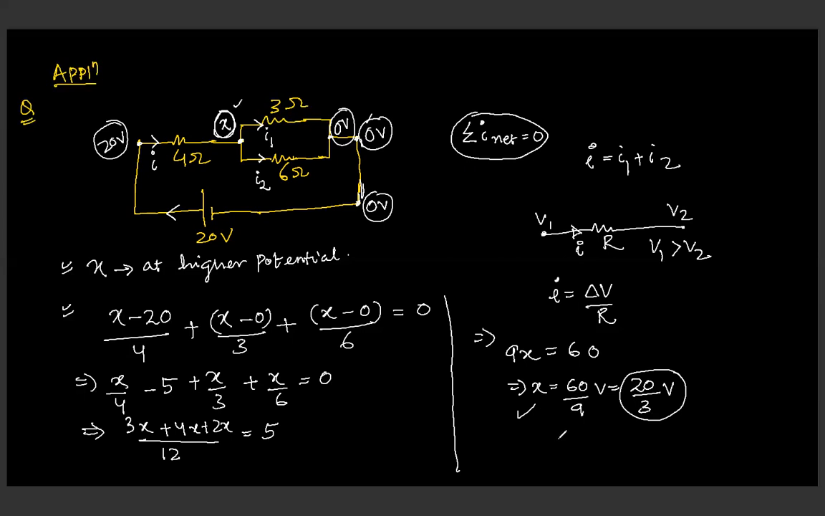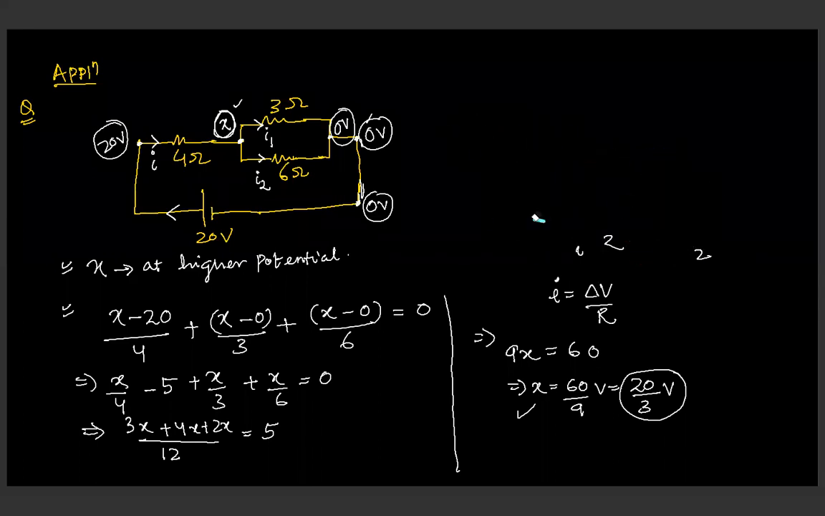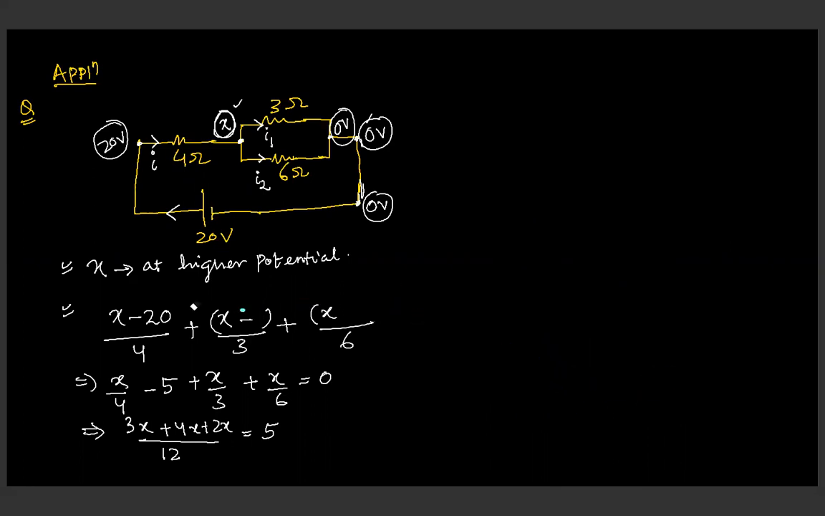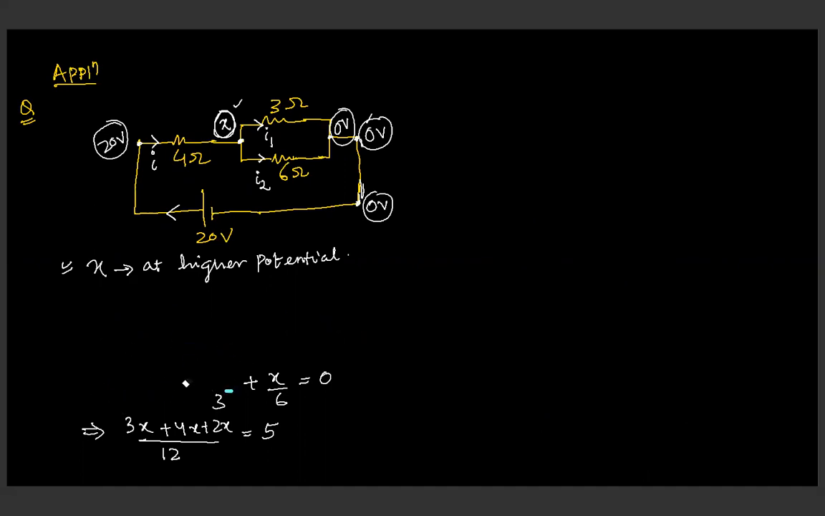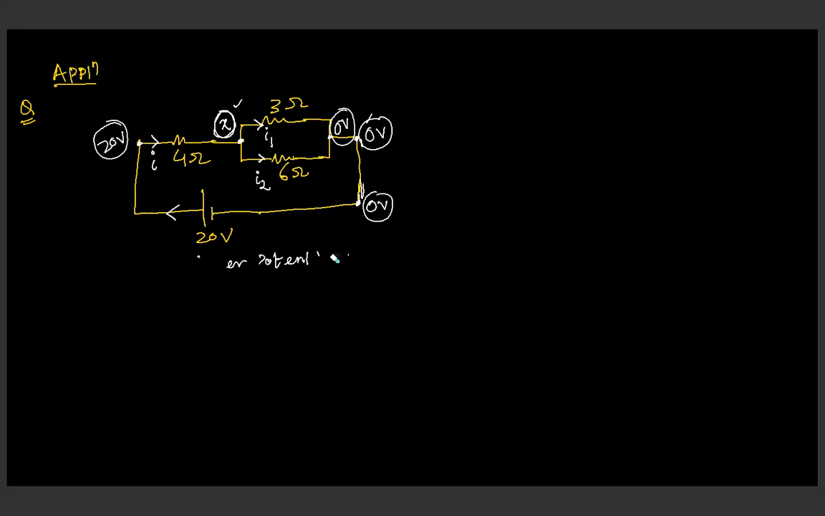Now that the unknown potential is calculated, we will keep this result and move to the next sheet. So we found that the unknown potential is 20 by 3 volt. I'm erasing the space, and let's find out the currents in all the branches. Once we find the current, we can also find the other parameters like the potential difference across them and how much power is generated. That is in the second part. So let's find how much current is flowing across all the resistors. X is equal to 20 by 3 volt.